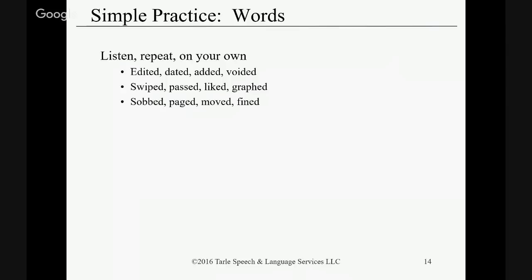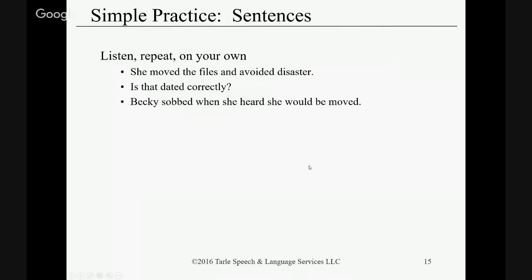Try the first row, edited, dated, added, voided. The next one, swiped, passed, liked, graphed. Sobbed, paged, moved, find. Excellent. How'd you do? Not bad, huh? Pretty easy once you kind of stop and think about it, and you can kind of get that feel in your throat, which helps you then figure out which sound comes next.